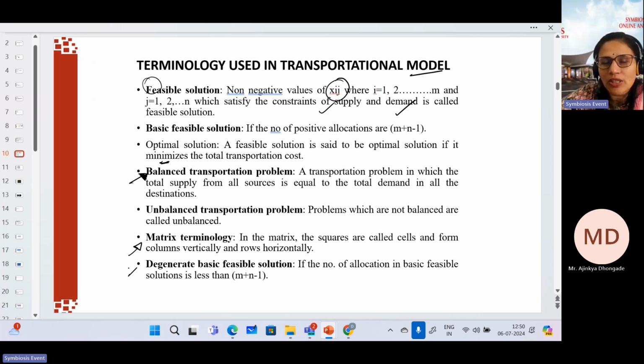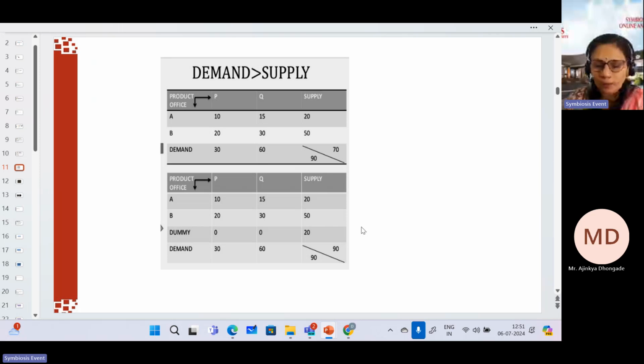And then we have the degenerated basic feasible solution. This is nothing but the number of allocations in your basic feasible solution, which is always going to be m plus n minus 1. Now, what is this m plus n minus 1? m is nothing but my m suppliers. And what is my n? The n destinations. So this should be m plus n minus 1. If you connect it with your matrix, you will find number of rows plus number of columns minus 1. That should be the ideal condition to make allocations.